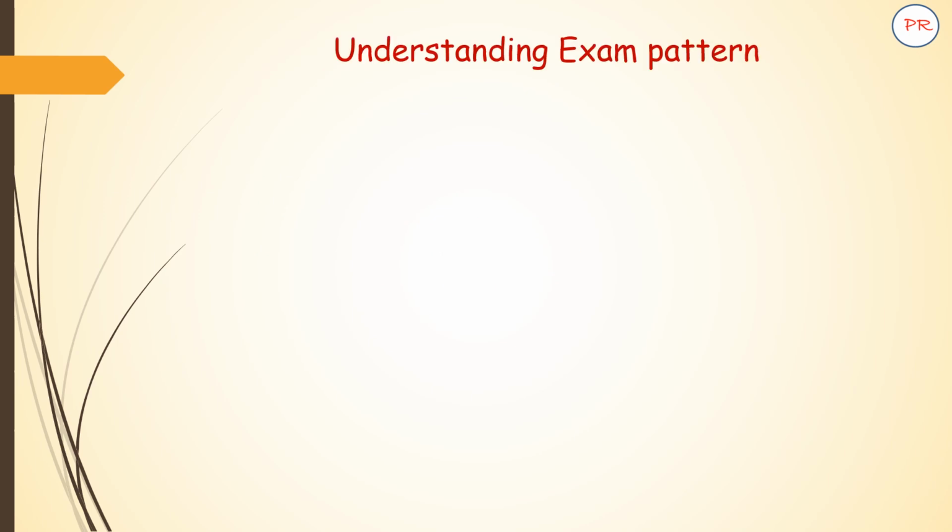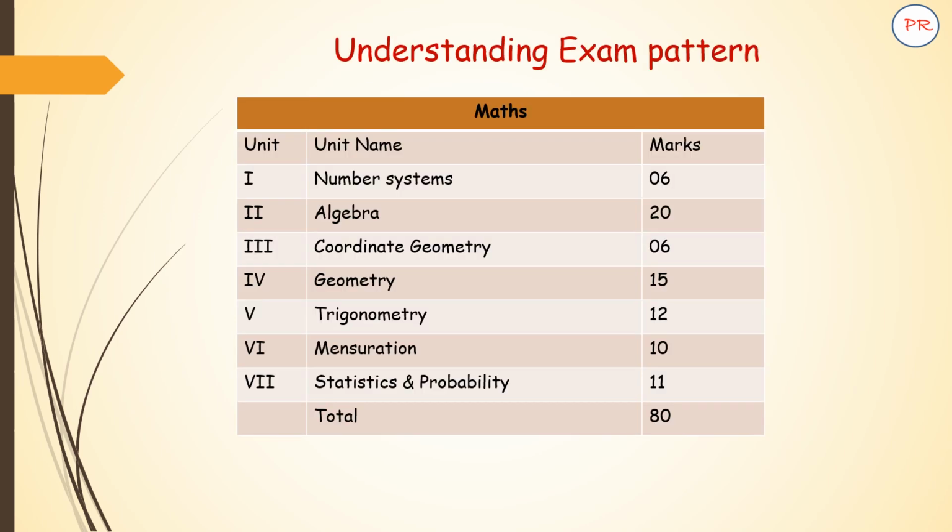Let us understand the exam pattern. So the entire math syllabus is divided into 7 units over here. You can see the first unit is number system and it is there for 6 marks. Second unit is algebra and it is there for 20 marks. Third unit is coordinate geometry and it will be there for 6 marks.